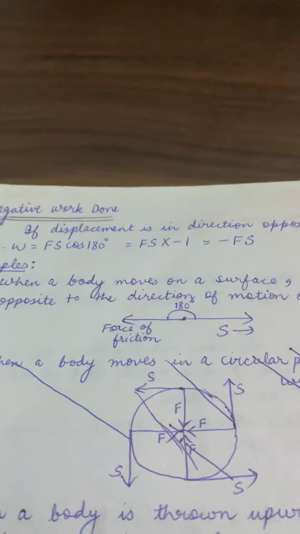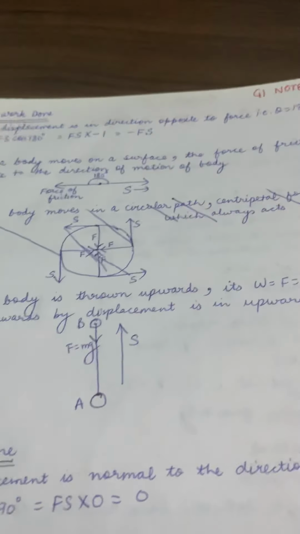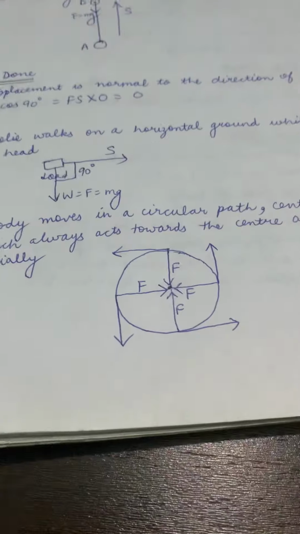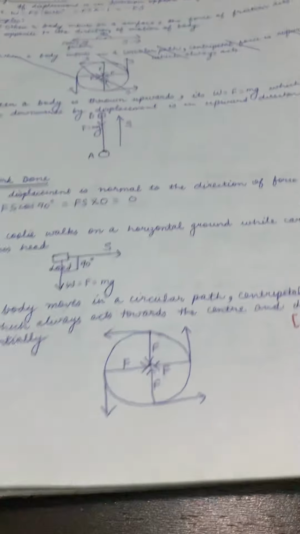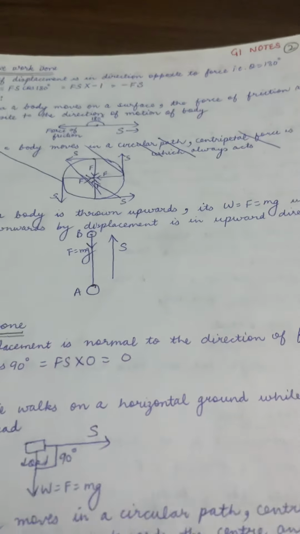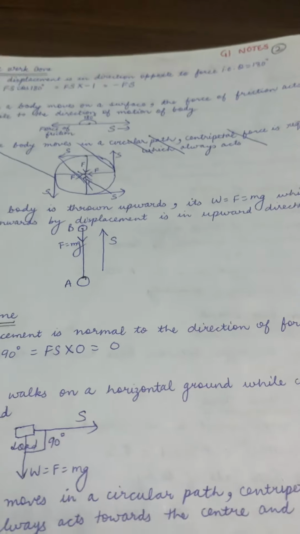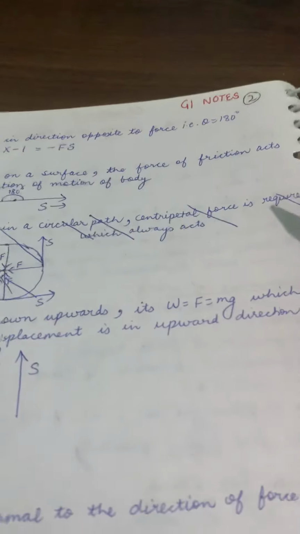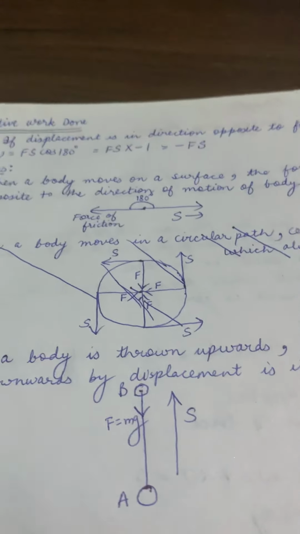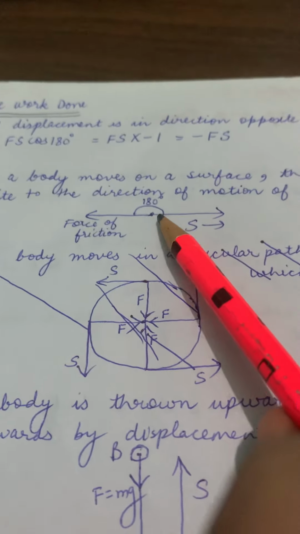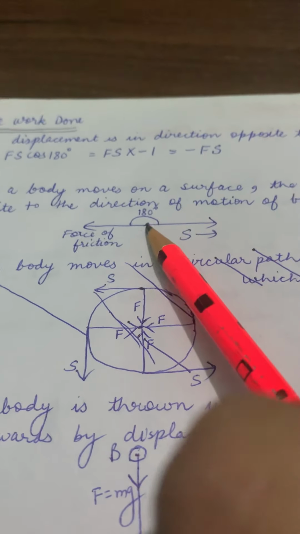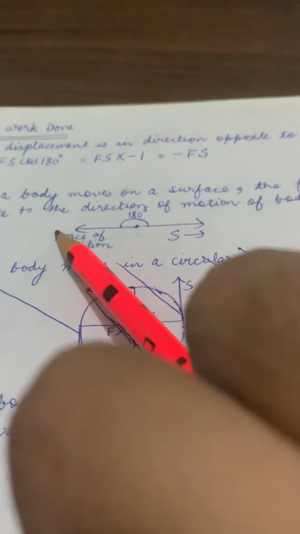Now let us take some examples. Suppose I am moving this book on the table. We know it will stop after some time. Why? Because the force of friction is acting on it. We have done in 9th standard contact and non-contact forces. Since the force of friction is acting on it, it will act opposite to it. Now suppose if I was moving the book this side, the force of friction will act opposite to it. It will act in the opposite direction.